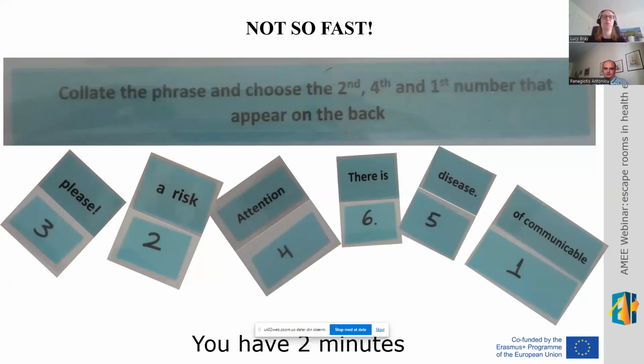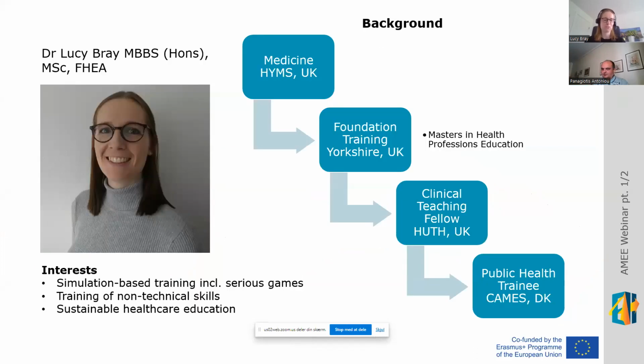So well done. So we'll move on to the next part, which is an introduction of who these two people are that are suddenly quizzing you at 10 o'clock in the morning. So my name is Lucy. I'm a medical doctor from the UK. I graduated in 2017 from the Hull York Medical School, and I completed my foundation training in Yorkshire and Humberside area in the UK. And alongside my foundation training, I completed a master's in health professions education.